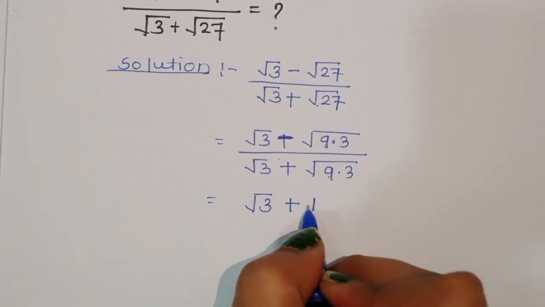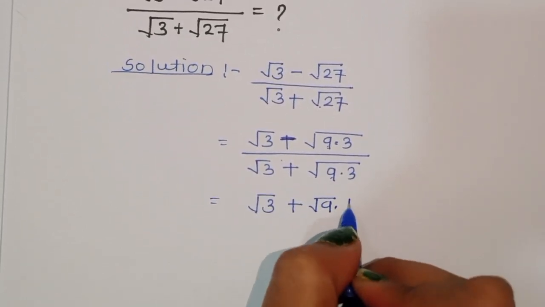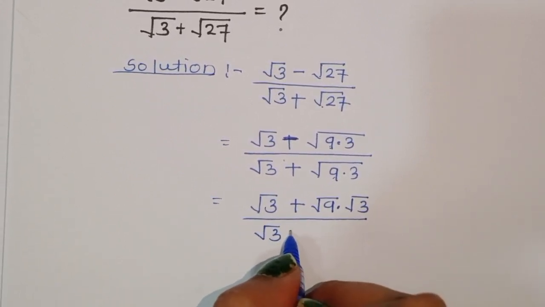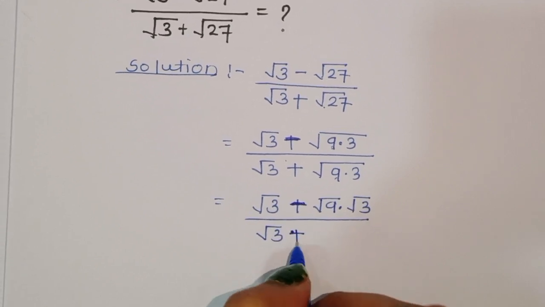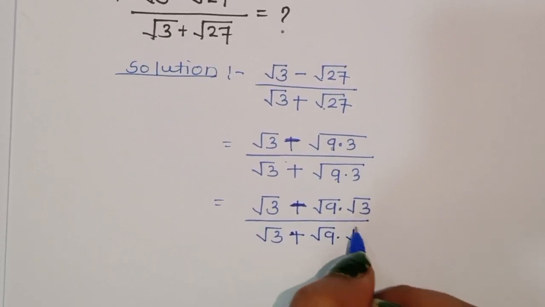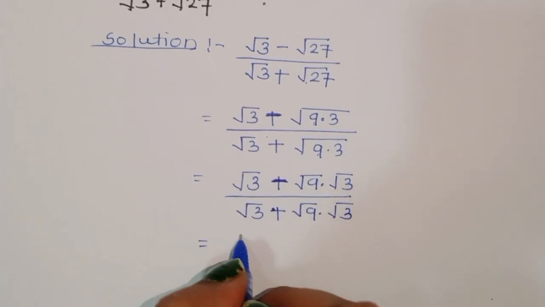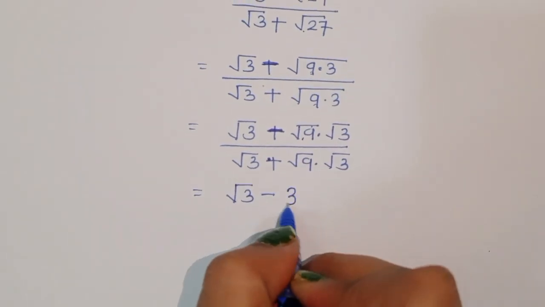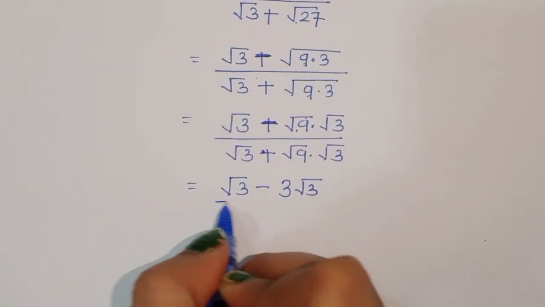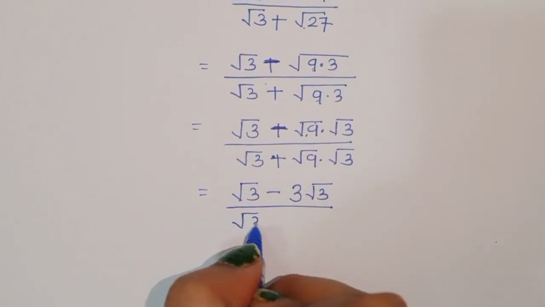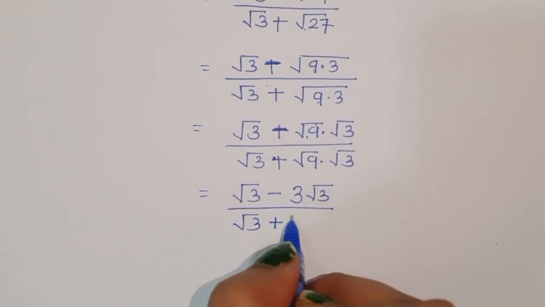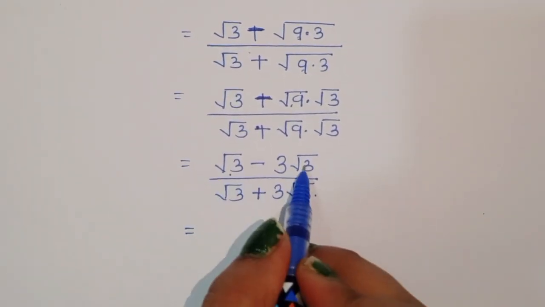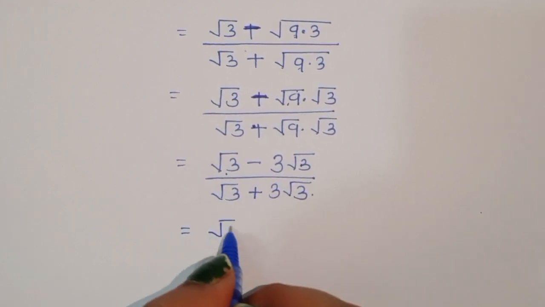Now you can see this is √9, so we can separate it as √9 times √3. So we get (√3 − √9·√3) divided by (√3 + √9·√3). Now √3 minus √9, which is 3, times √3, divided by √3 plus 3√3. In both, √3 is common, so we can take √3 common.